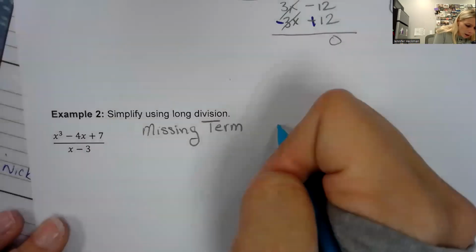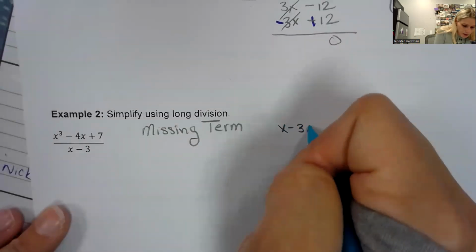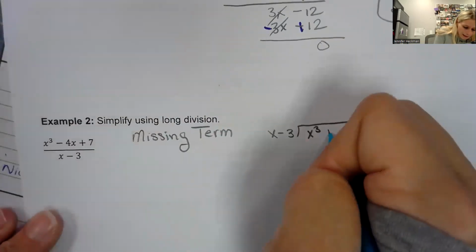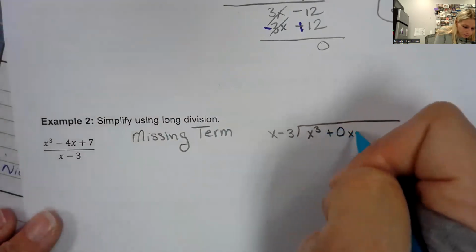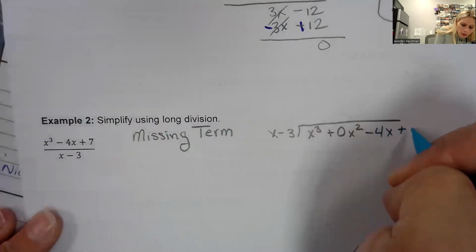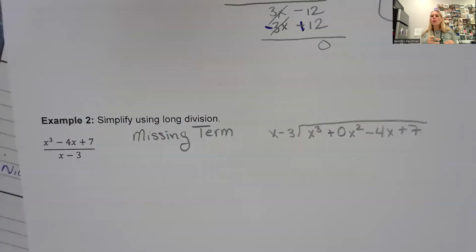So watch this. Our divisor is x minus 3. And we have x cubed. Now, what are we missing? We're missing an x squared. What that means is we actually have a 0x squared. And then we have this minus 4x plus 7. Now, with long division, the reason why we put in that missing term is because it makes all of our setup, our format nice and easy. Otherwise, we'd be off with combining like terms, because I can't add an x squared and an x, right? They're not like terms. So this allows the format to be a little bit nicer.